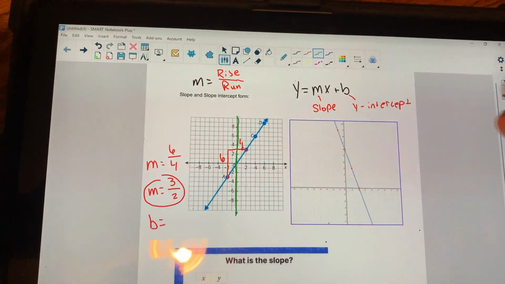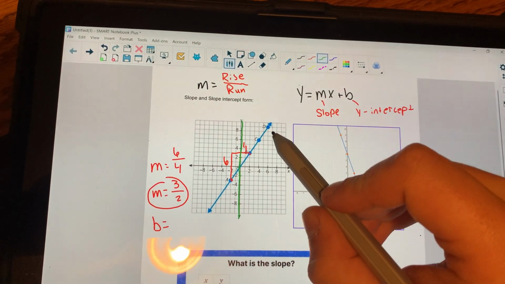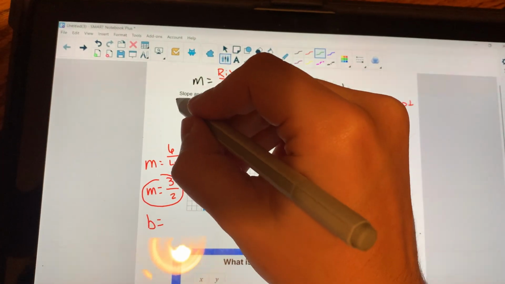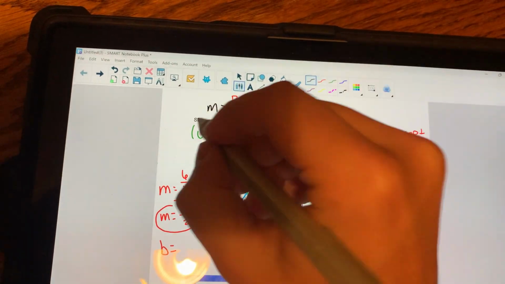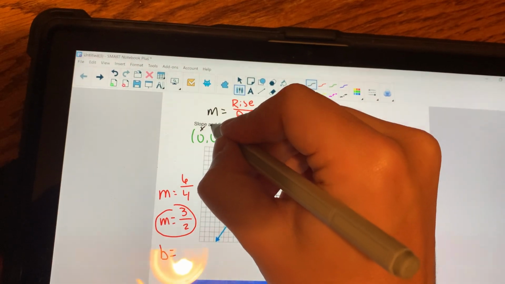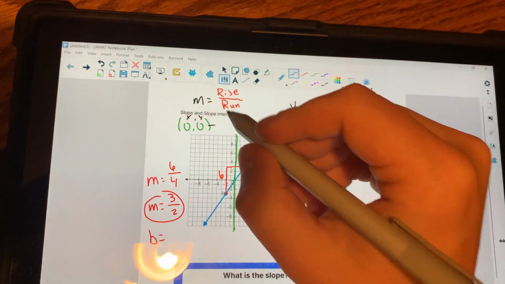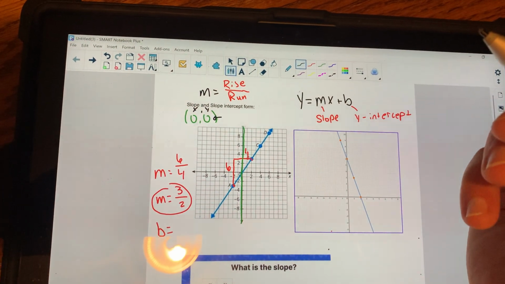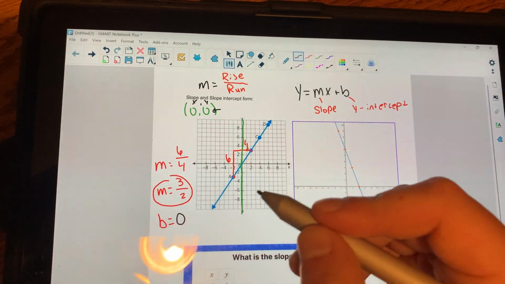I want to see where is my line, my blue line, crossing that axis. Well, in this case, if I look, it is crossing at 0, 0. So it crosses at the ordered pair 0, 0. When we're looking at an ordered pair, we have our x value first and then our y value, x then y. So since my y value is 0, that's where I cross the y-axis at. So that means my b value or y-intercept is 0.